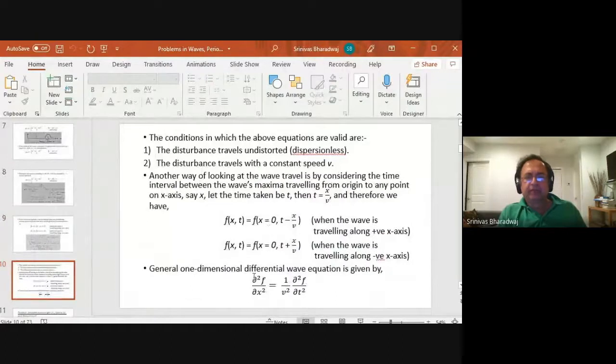This one, okay, the one dimensional generalized wave equation: ∂²f/∂x² equals 1/v² times ∂²f/∂t². And so this equation also applies to electromagnetic waves. Okay, this is the generalized wave equation, and it also applies to electromagnetic waves. So now instead of 1/v², you have 1/(μ₀ε₀).